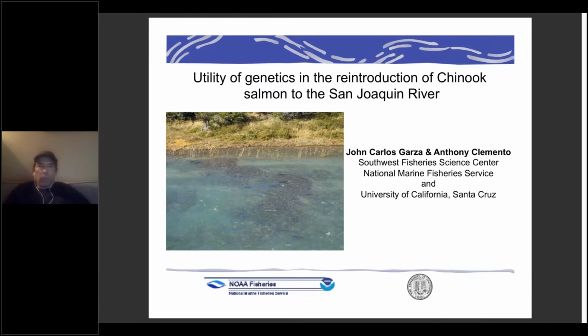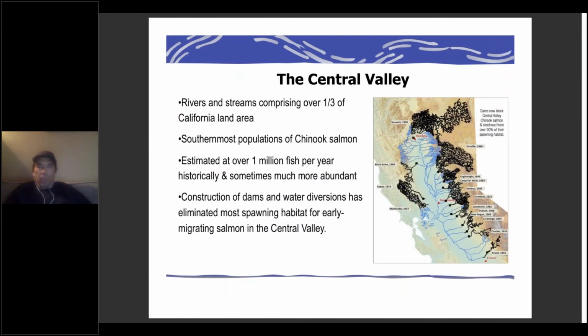And so I'm going to give you a high-level overview of the various and sundry ways that genetics have and will continue to contribute to the successful reintroduction of salmon and perhaps eventually steelhead and sturgeon into the San Joaquin River restoration area. So I'm going to start by giving you just the briefest of overviews, since this is perhaps a group that does not need this overview at all.